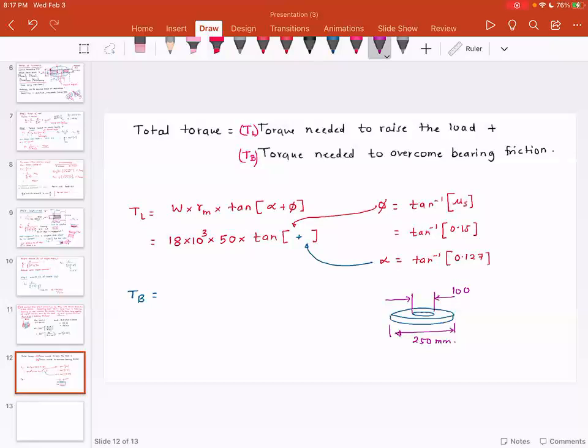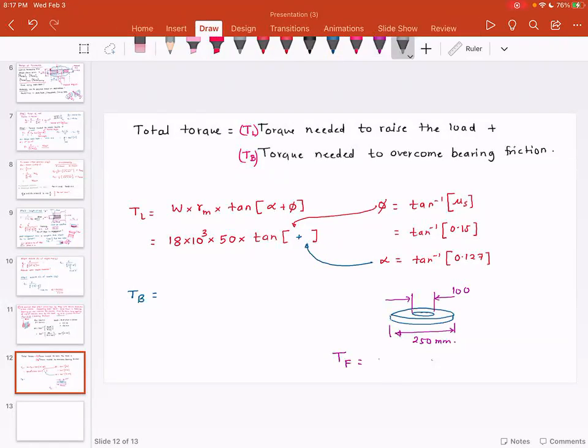Now, when we look at the bearing design, there are different theories to analyze bearing failure. What I'm going to do is use something called the maximum wear theory. So I would say the frictional torque, T friction, is equal to the average radius, which is nothing but the mean radius for this guy.